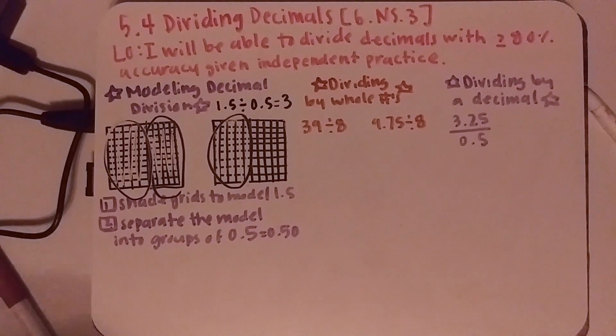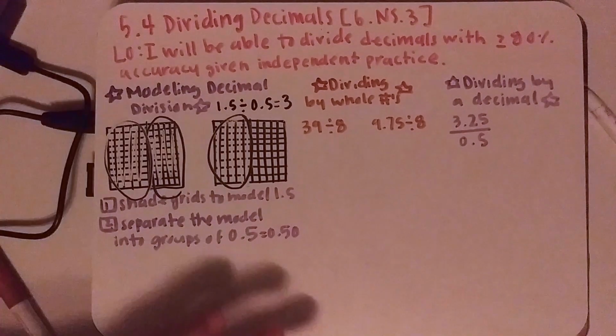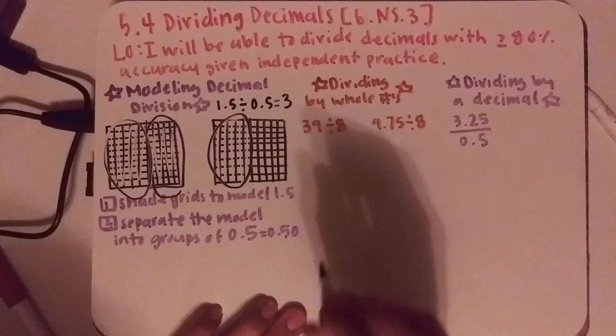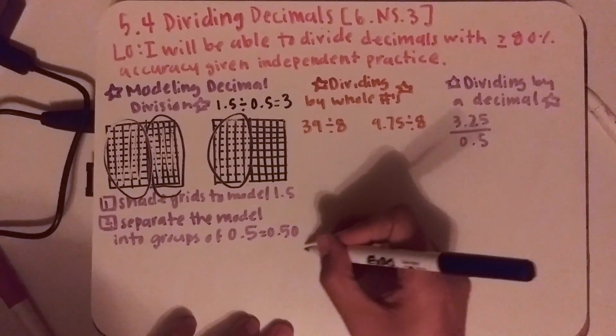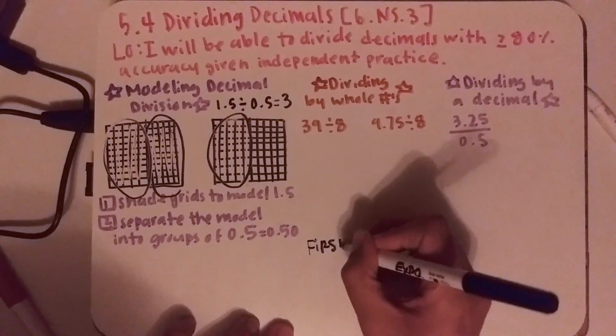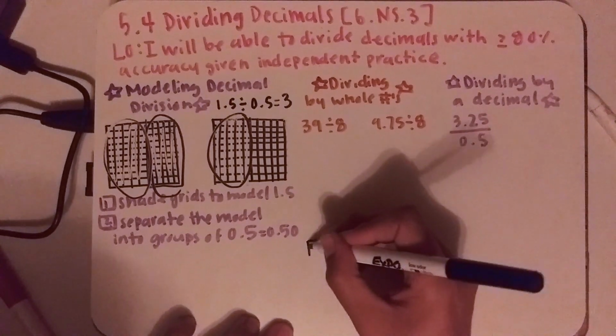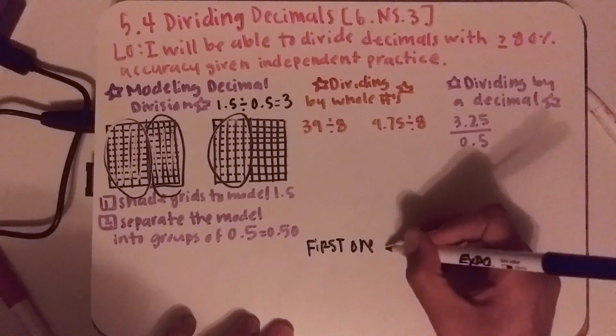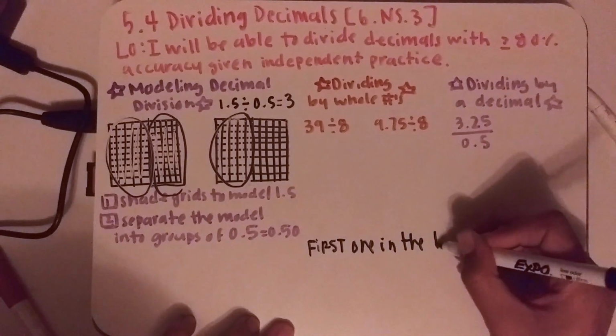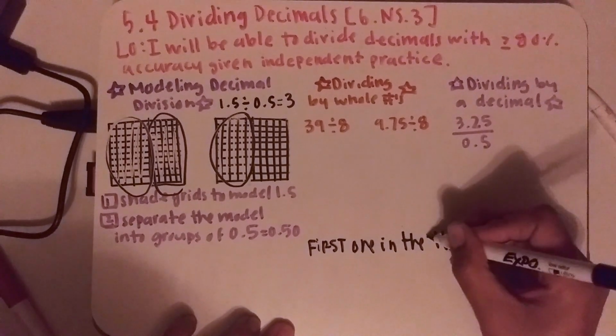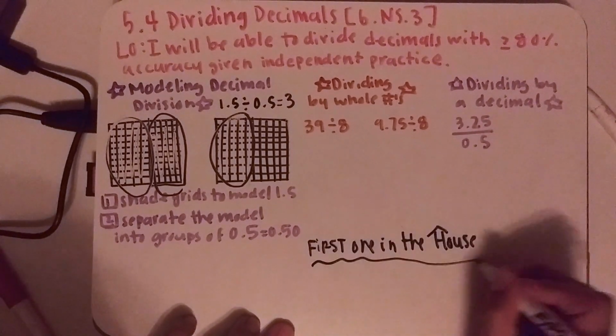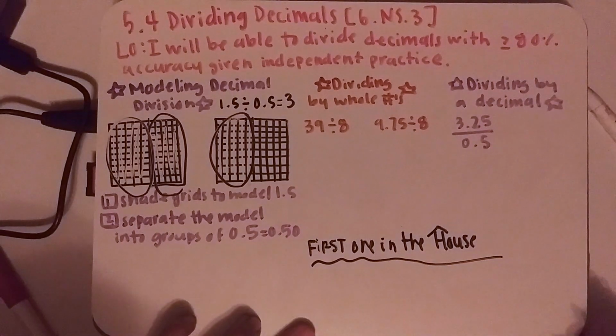Now, let me show you how to do it algebraically. So I'm going to take the same example and do it over here. So the first thing you have to remember is first one in the house, okay? So do not forget that, because if you forget that, you're going to get the answer wrong. So first one in the house, you have to remember that, okay? So hopefully that can help you remember that the first number that you see in the division problem goes inside the house.